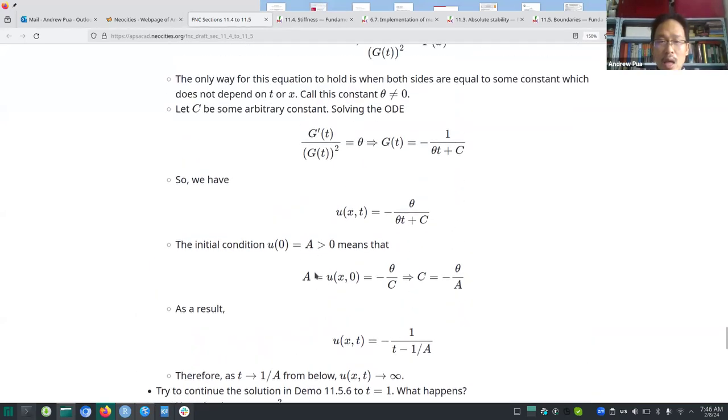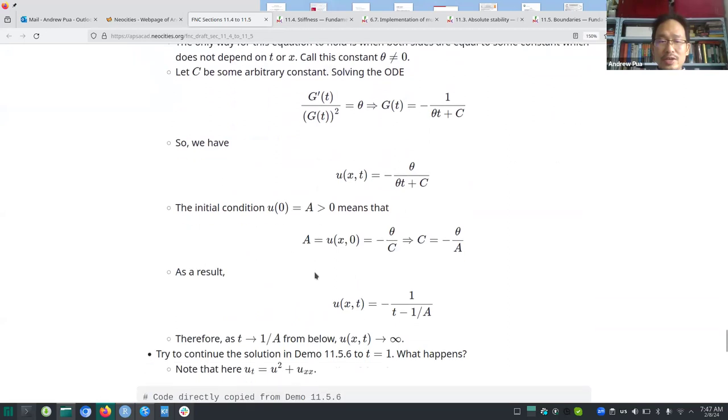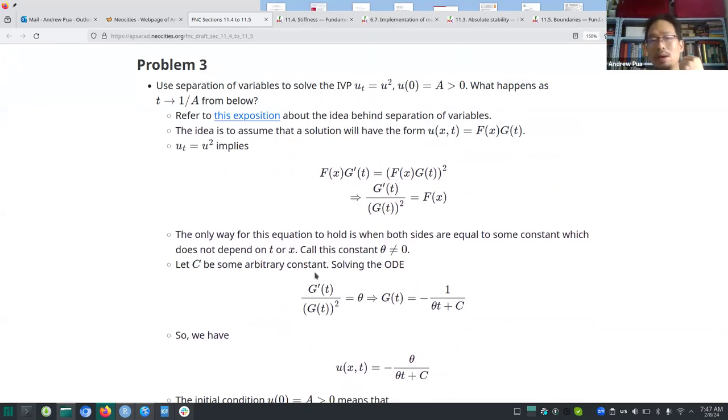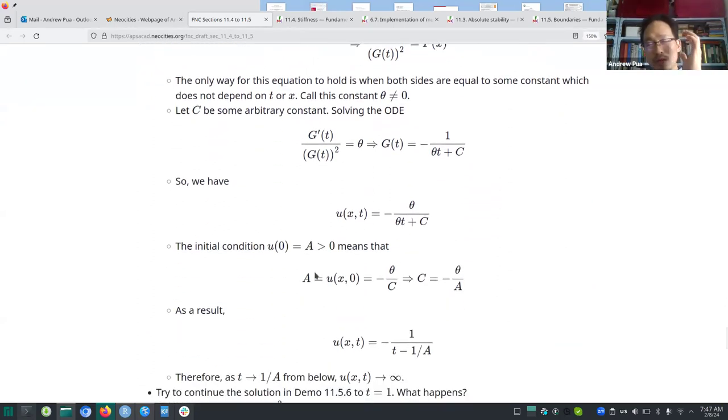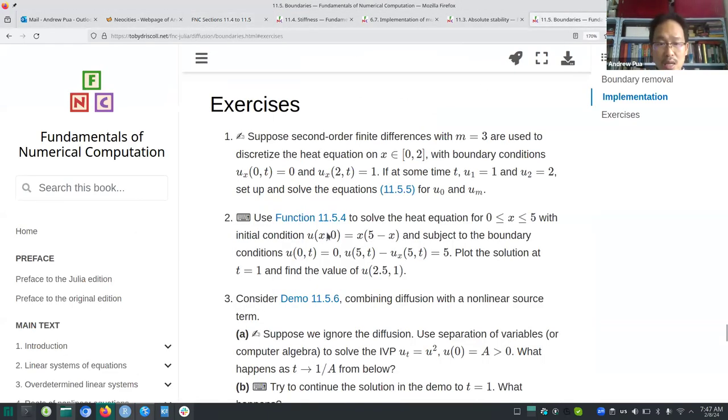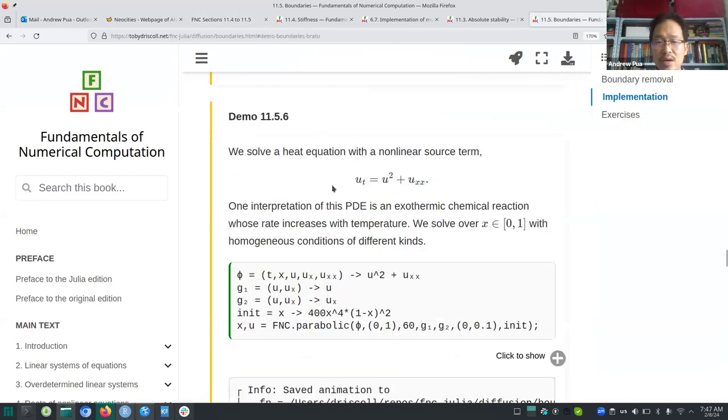That's what they want you to take away from this problem. But actually, they want you to use this simpler problem to look into a harder problem where you have u squared plus u sub xx. Then you're asked to continue the demo and see what happens to the solution. So let me just point out demo 11.5.6. Demo 11.5.6 here.